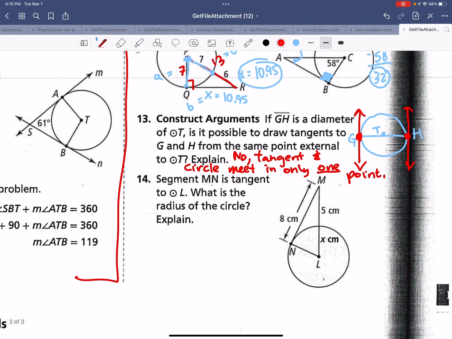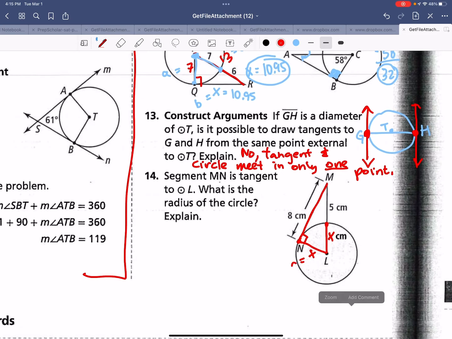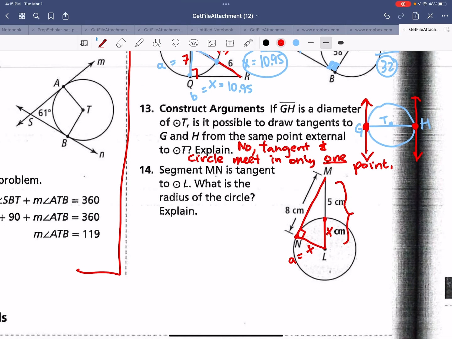Nice. Okay, number 14 says the segment MN is tangent. What is the radius? So that's our radius right there. They're already calling it X. So if they're already calling it X, I don't have to use another letter. I'll just use X. So this would also have to be X. Okay, so the short side we call A, and the medium side we call B, and the long side we have to call X plus 5. That's what we'd call C.